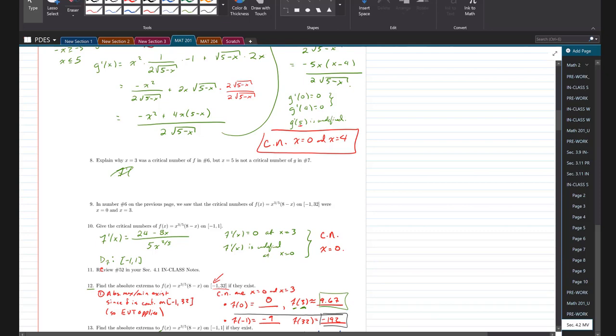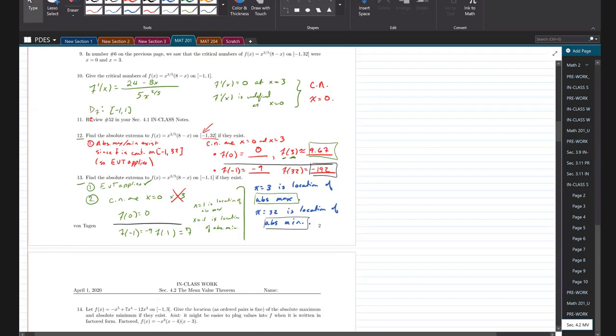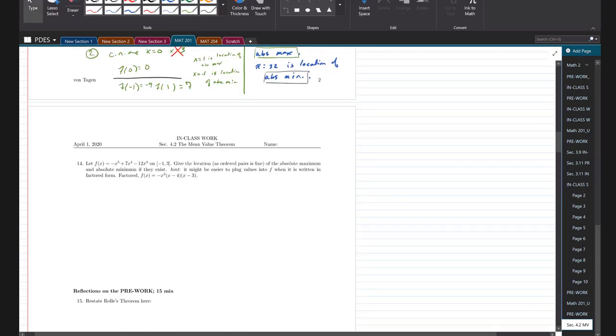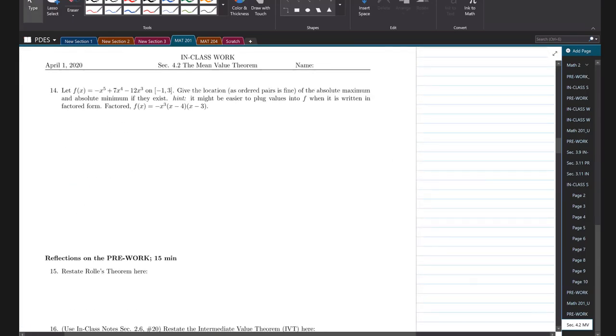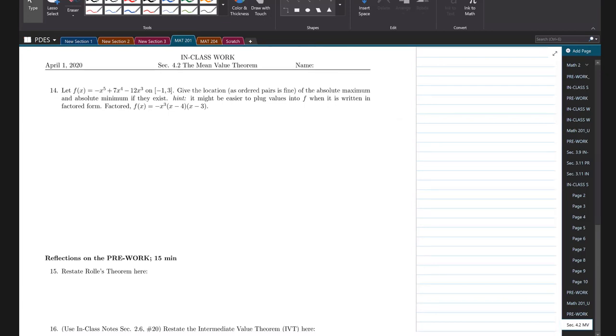All right. I forgot about this one. All right. Let's see here. We'll do number 14 reasonably quick. Number 14 is another find the absolute max, absolute min problem on some interval. Folks, there's going to be a messy factoring step in this problem.